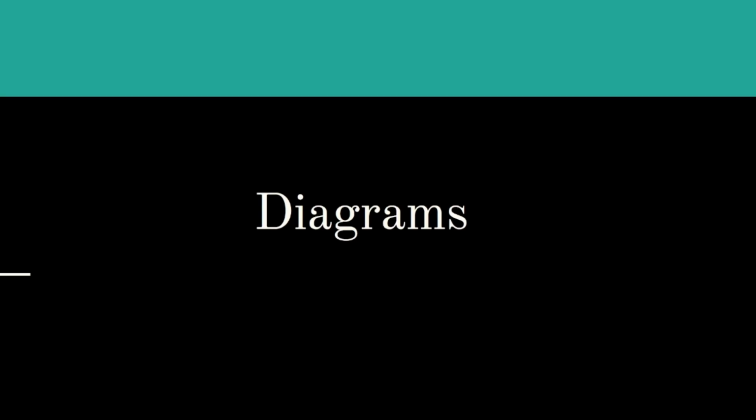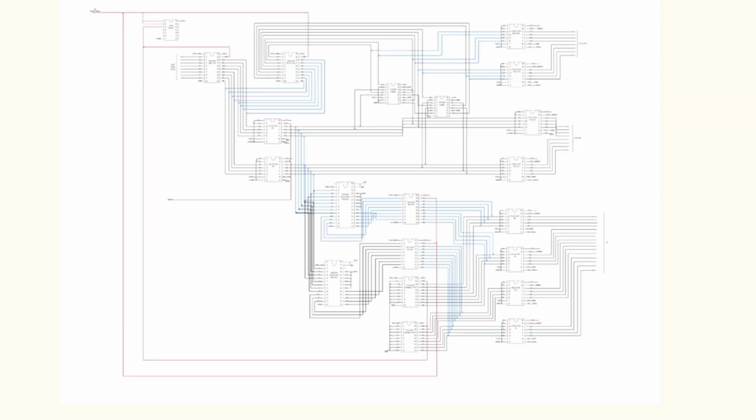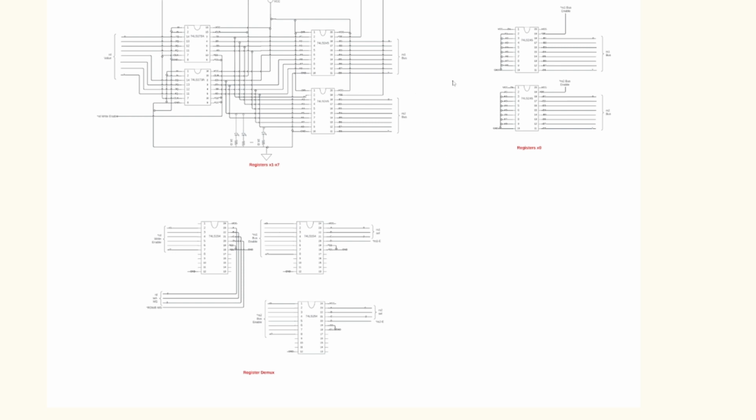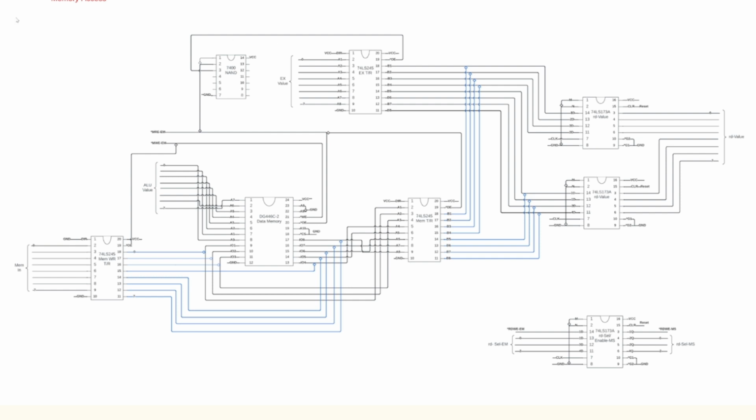Okay, now I'm going to show you the diagrams that I used to build the model with. So we have the clock diagram, the fetch diagram, the register file, the branch comparator, the decode, which is the biggest one, the execute, and lastly the memory access. And all of these will be found on my GitHub.